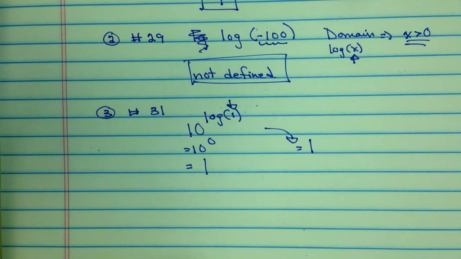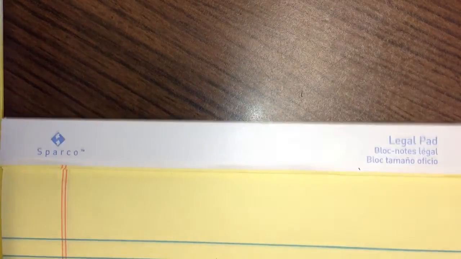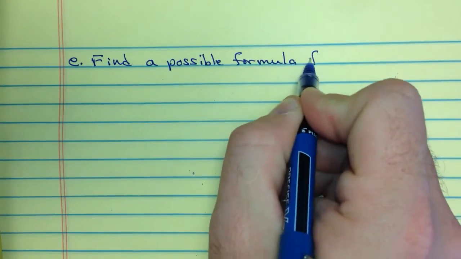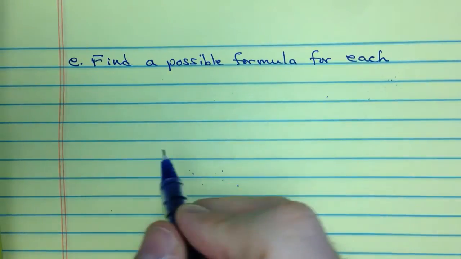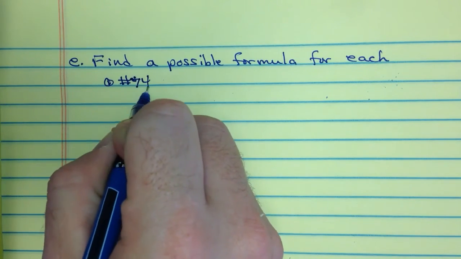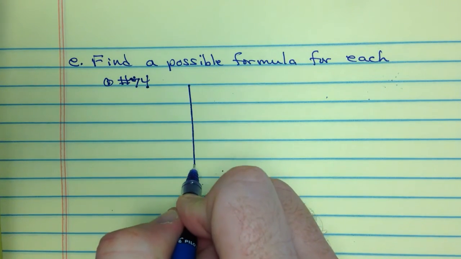Okay, well now let's move on to something a little more difficult. The graphs and finding formulas for logarithmic graphs. So let's grab a new piece of paper. And we'll say little e. Find a possible formula for each. All right, first I'm going to start with number 74. And here's the picture that we're given.